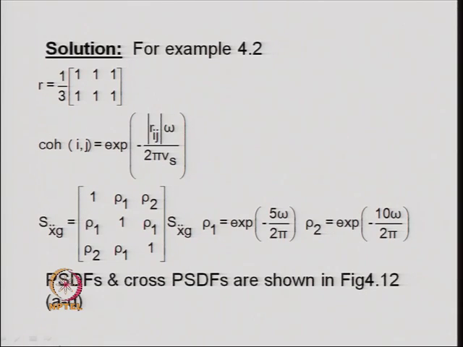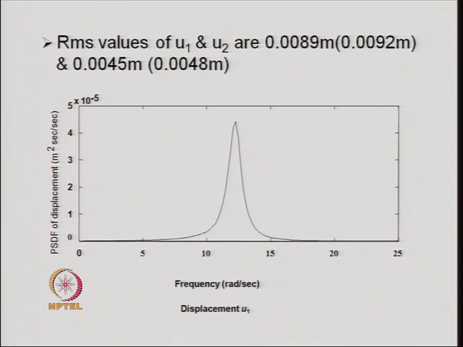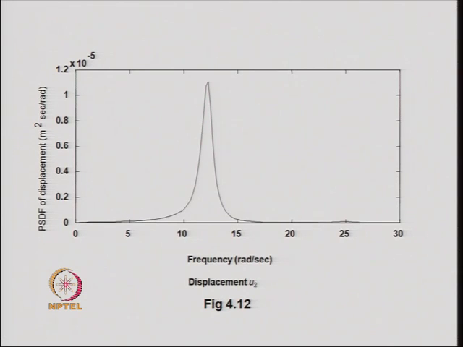So therefore, with the help of these and the H matrix, one can obtain the power spectral density function matrix of u1 and u2, these two displacements, and the diagonal terms of that matrix give you the PSDFs of U1 and U2. So they are plotted here, and the plot again shows that the maximum value occurs around the first fundamental frequency of the structure, and the RMS values of the responses become equal to 0.0089 and 0.0045 for U1 and U2. So this is the PSDF of U2.